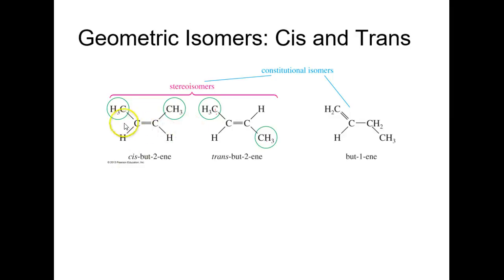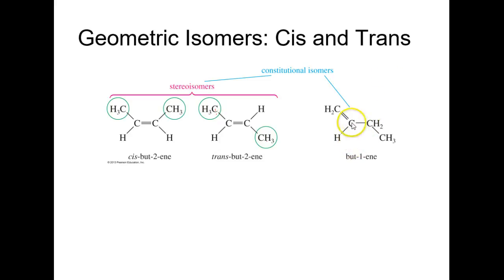The one where the 2 groups are on the same side is called the cis isomer. Cis for same, that's kind of how to remember it. And the opposite are trans, meaning opposite of each other. These are isomers, but they are stereoisomers because they're basically the same molecule. It's not a constitutional isomer because, yes, they have the same formula, but they are basically the same compound. They just are different in 3 dimensions.